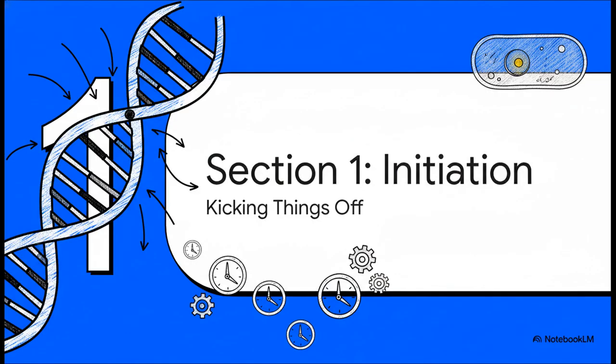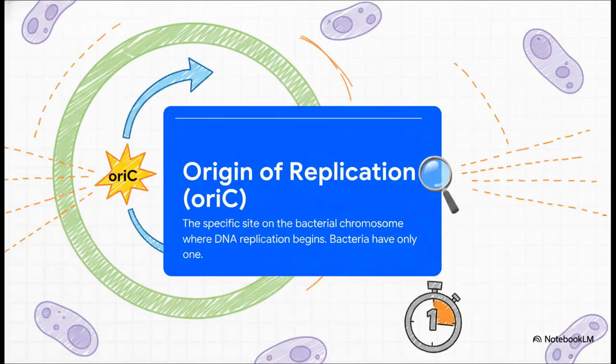Okay, so every story has a beginning. And for DNA replication, that critical first step is called initiation. This is all about getting the process started at the exact right spot on the chromosome and at the perfect time. Now that specific starting place has a name. It's called the origin of replication, or just OriC.